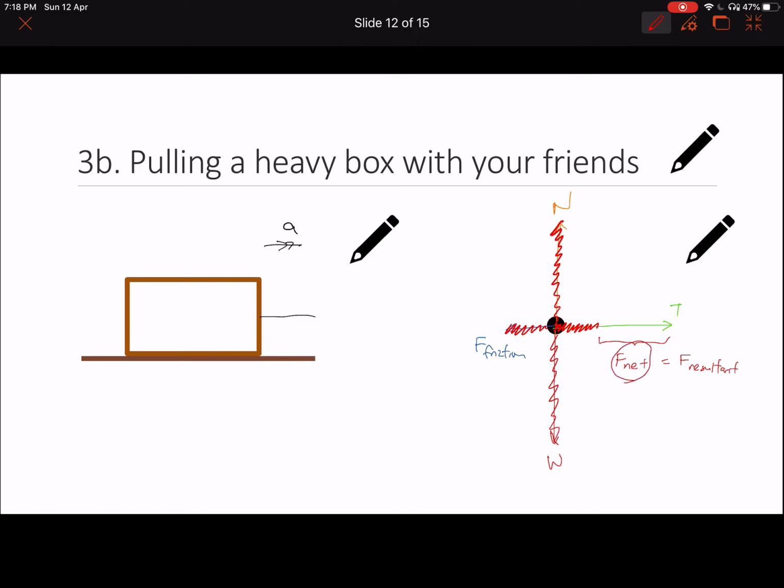It's shorter to write, yeah? So I have this F net here that's moving towards the right. Interestingly, that's in the same direction as my acceleration, right? My F net is parallel to my acceleration. And we'll revisit this concept again in the next video. Okay, so that's the free body diagram for when you pull a heavy box with your friends.